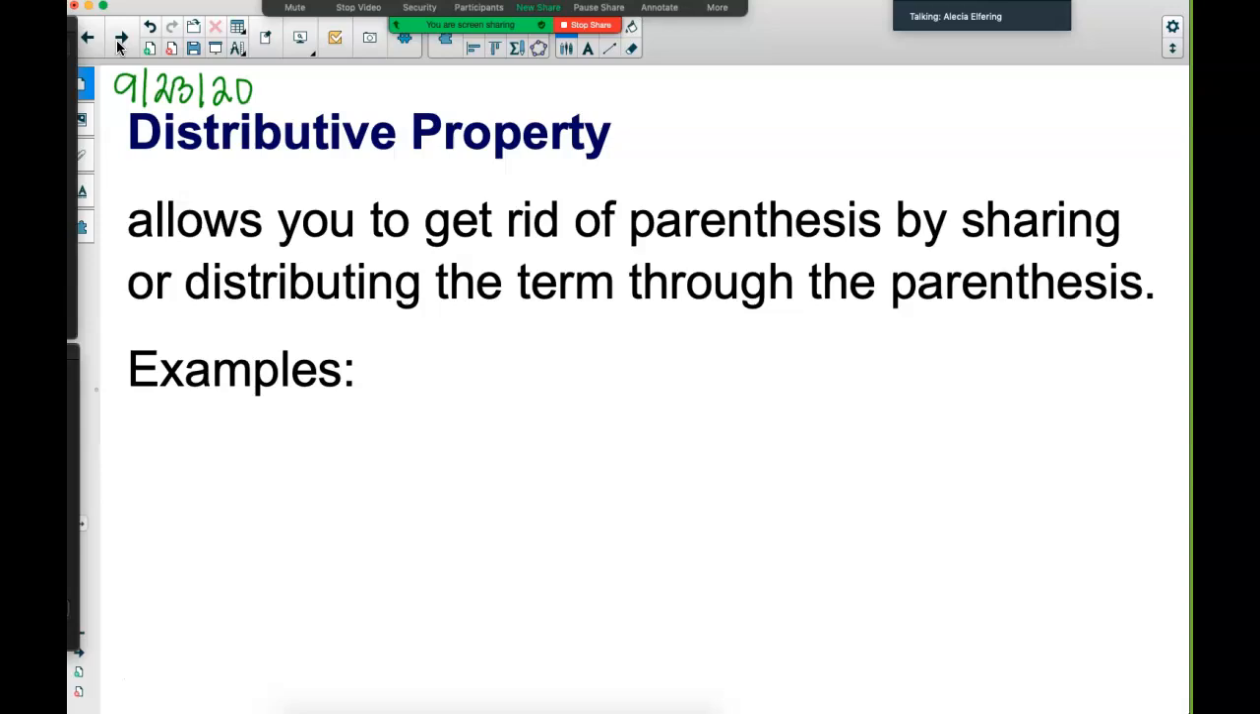The distributive property allows you to get rid of parentheses by sharing or distributing the term through the parentheses. I will give you a minute to write. Or two. Write what's on the board.